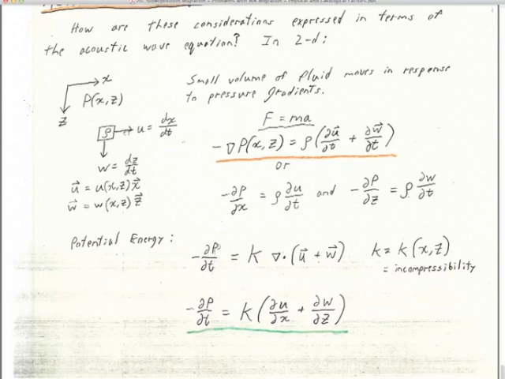Okay, so this little element of fluid has a density rho, and it moves laterally at velocity u, which is dx dt, where x is the location of that little fluid element, and it moves vertically at velocity w, or speed w, which is dz dt. u and w are scalars. Okay.